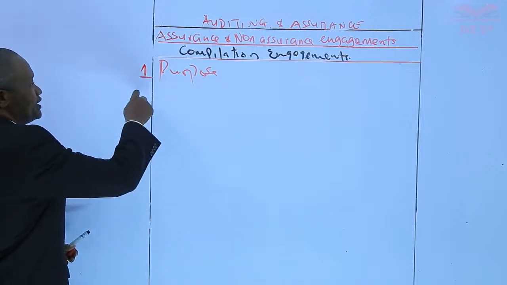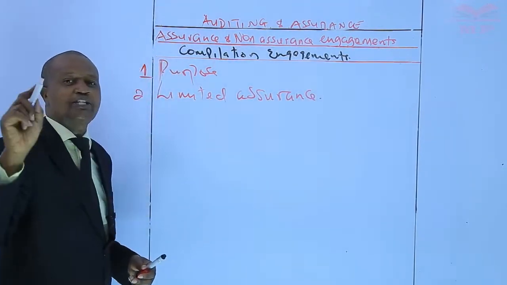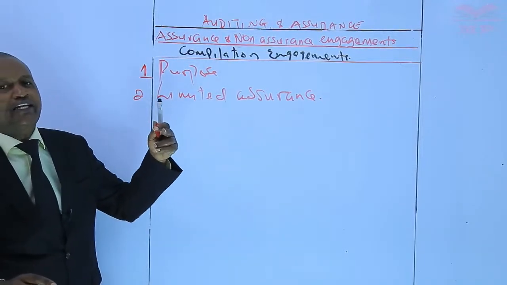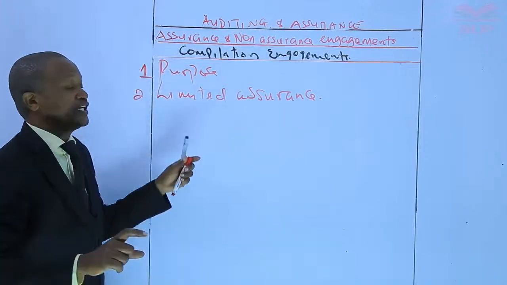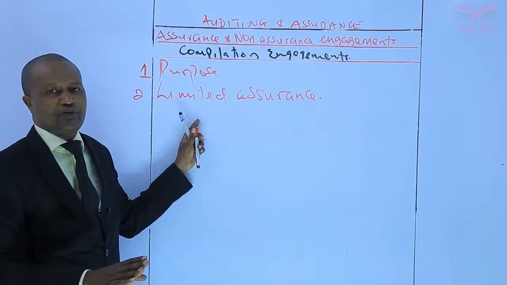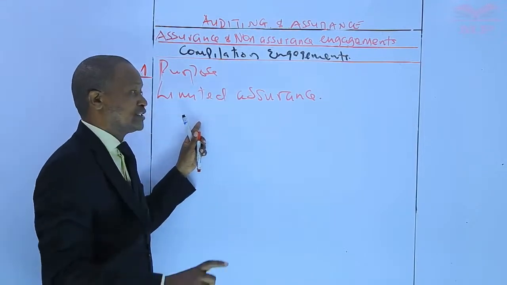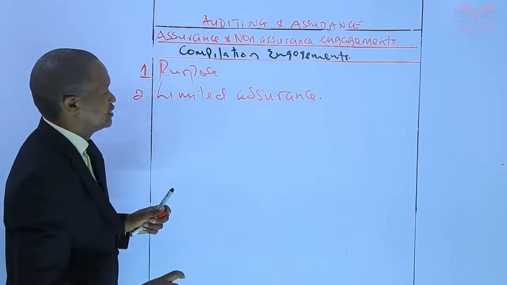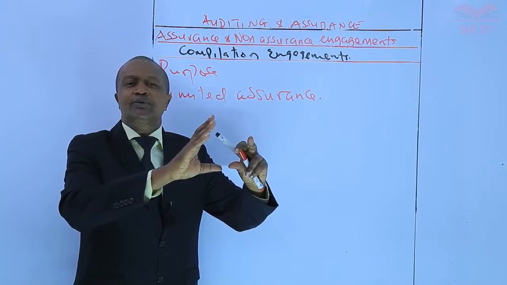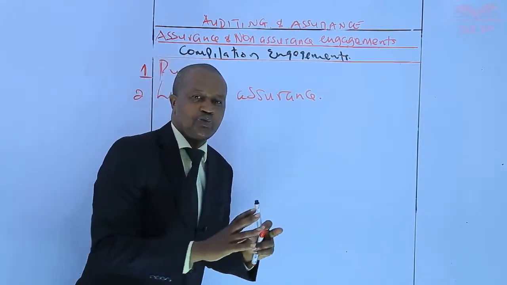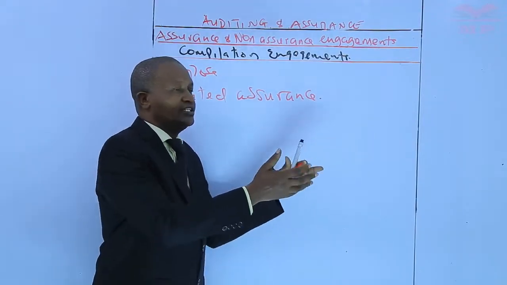This engagement also has what we call limited assurance. Unlike an audit or a review engagement, a compilation engagement does not provide any assurance on the accuracy or completeness of financial statements. The accountant does not perform substantive procedures or obtain evidence to support the amounts and disclosures in the financial statements. It's a limited assurance. It does not provide any assurance. The accountant simply compiles without providing any assurance or performing substantive procedures or obtaining evidence to support the amounts contained in the financial statements.